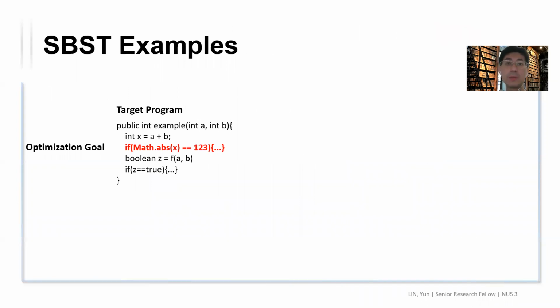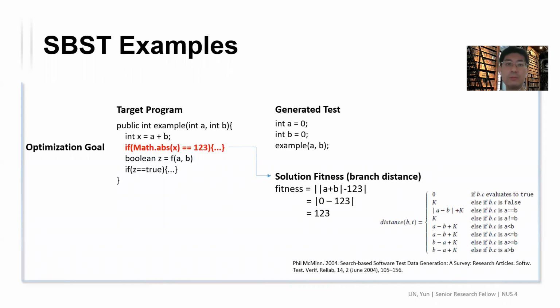Here is an example where the optimization goal is to generate tests to cover the condition in red. That is, we aim to generate a test to exercise a branch condition where the absolute value of x is equal to 123. A random solution might generate a test such as a equals 0 and b equals 0. SBST approaches usually use a measurement called the branch distance to evaluate how far a given test is away from covering the branch. In this example, the branch distance is defined as the absolute value of the difference between two operands in this condition.